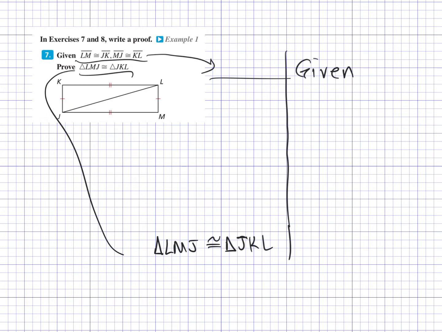Now, what else can we say about this? Well, you should be able to say that JL is congruent to JL or LJ. And why? That's the reflexive property. And therefore, we can say that triangle LMJ is congruent to triangle JKL, side, side, side. The third side is congruent to itself.